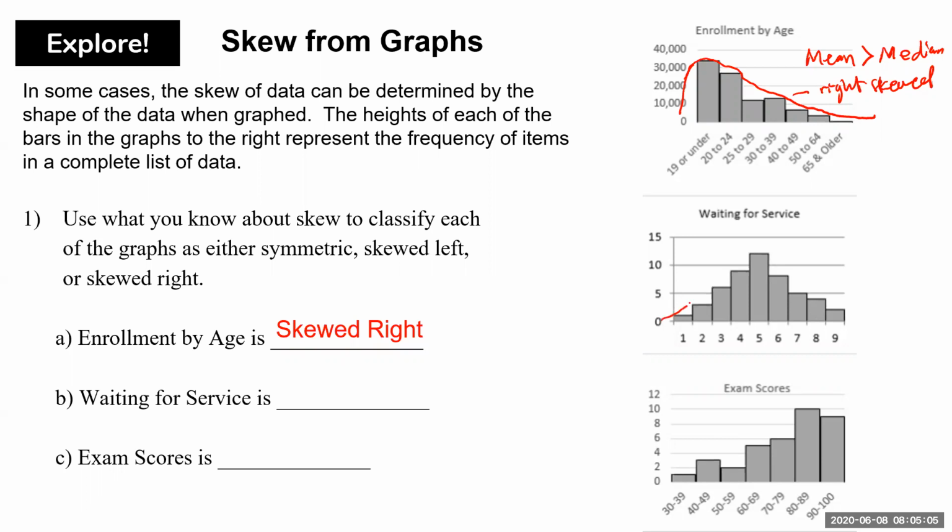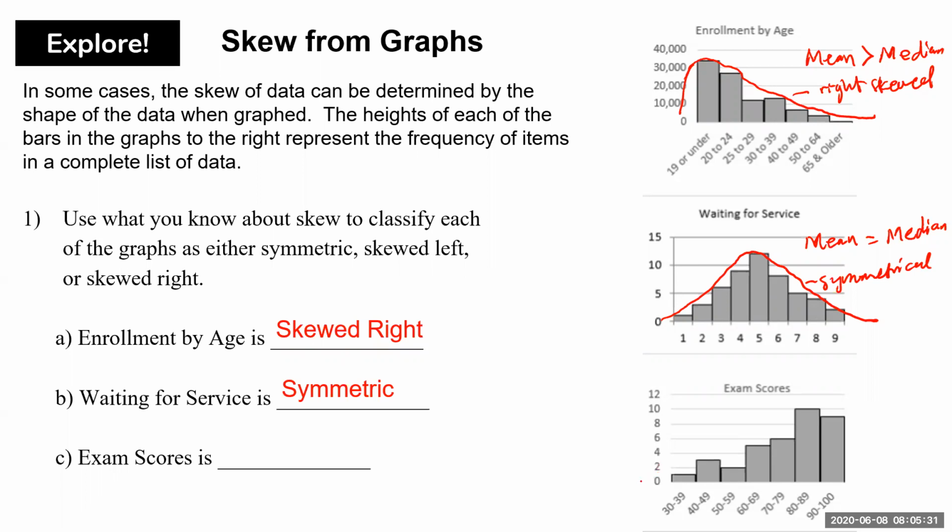Now, this is a symmetrical data set. This means symmetrical. And for a symmetrical data set, the mean is equal to the median. So we say a data set is symmetrical when the mean is equal to the median.